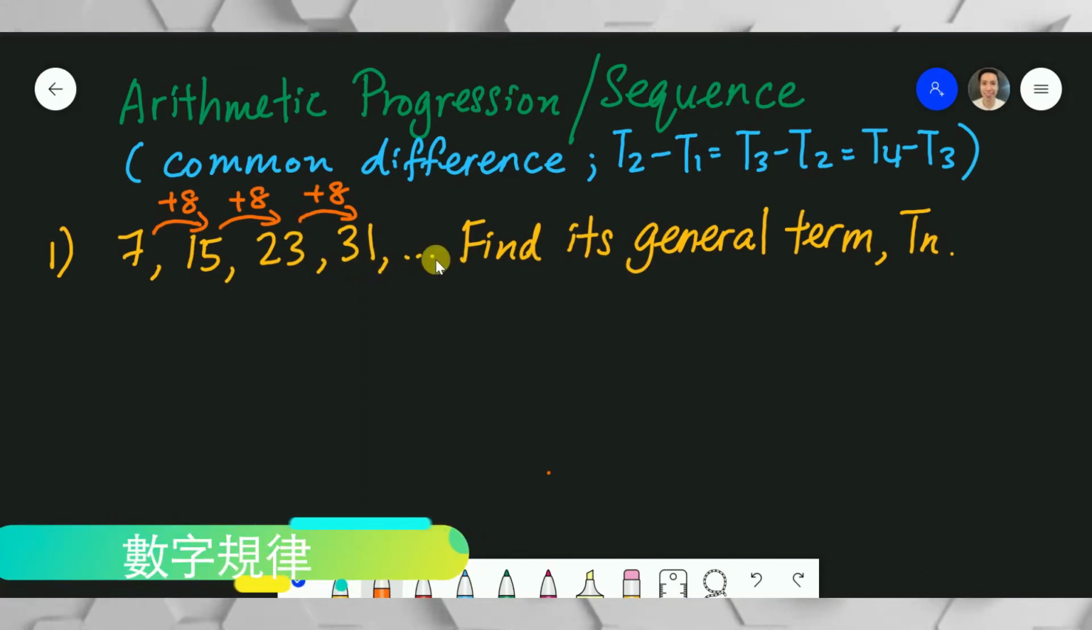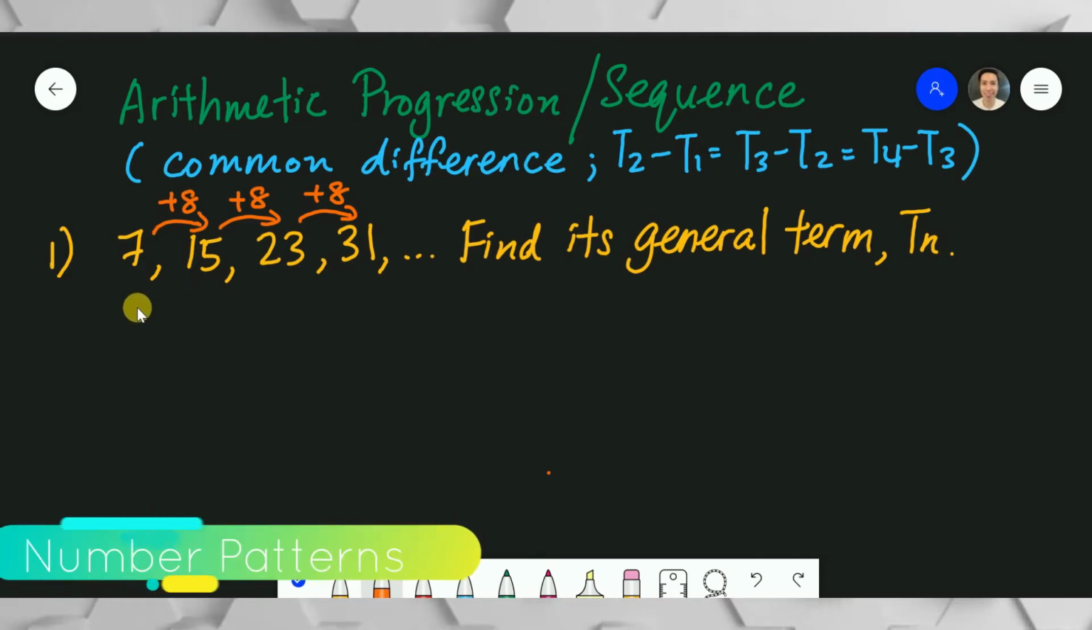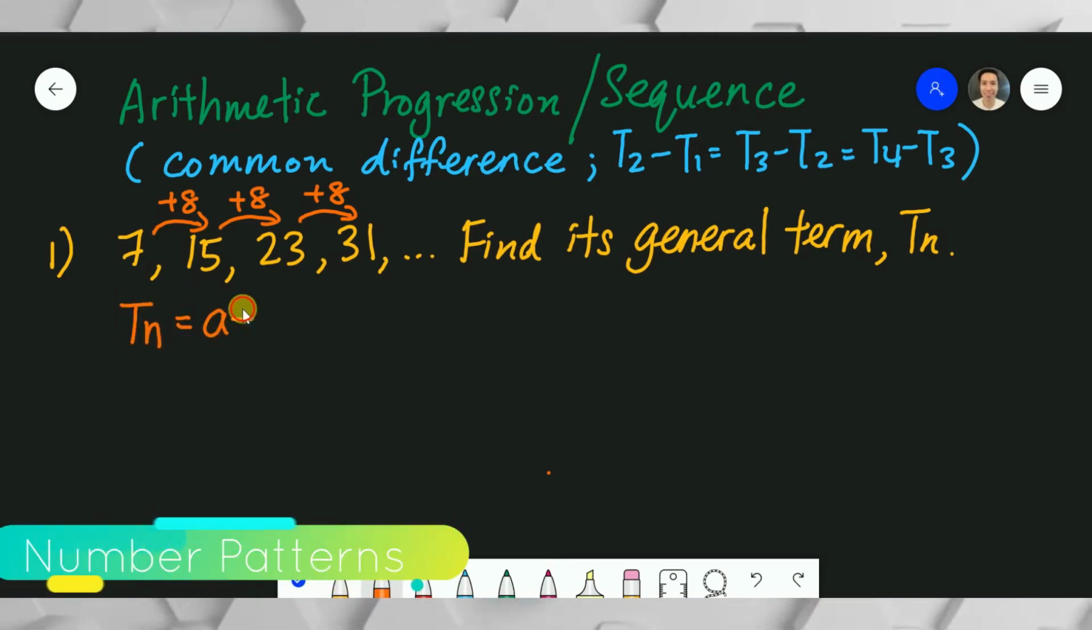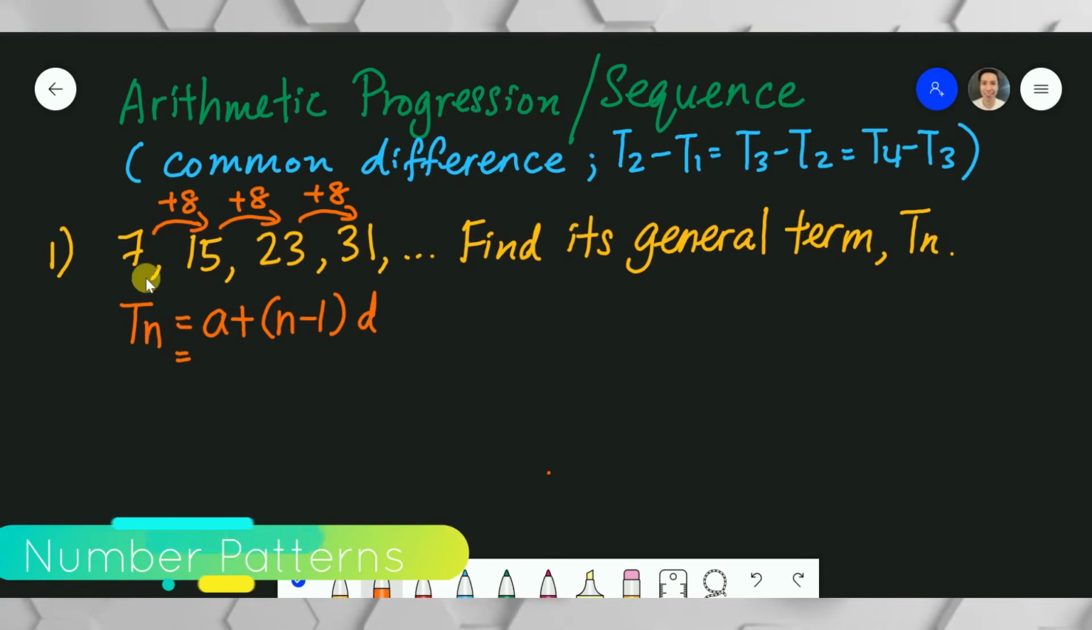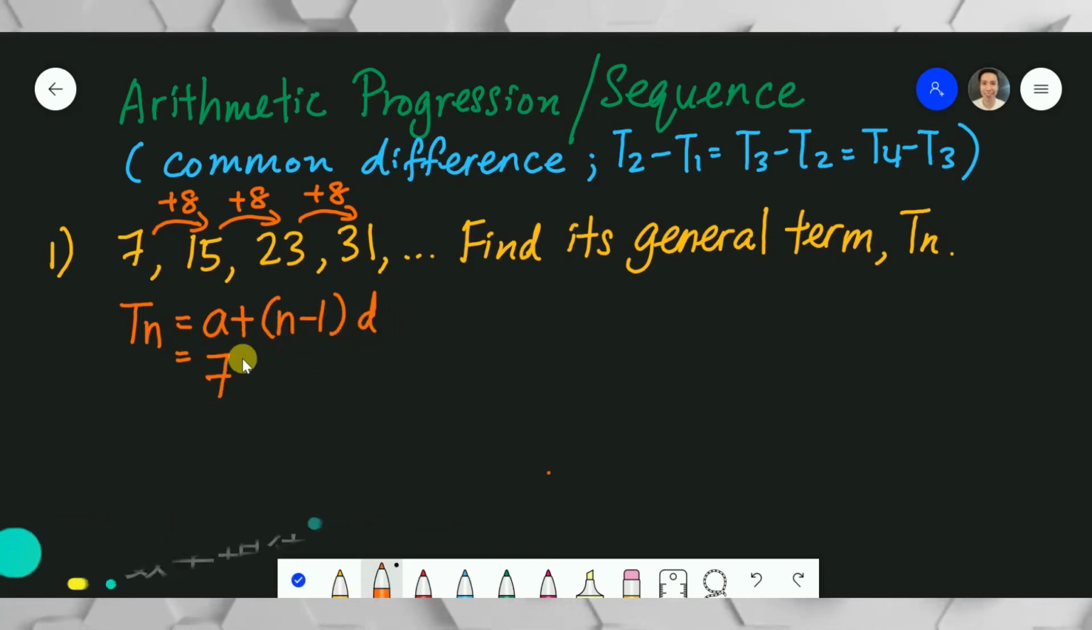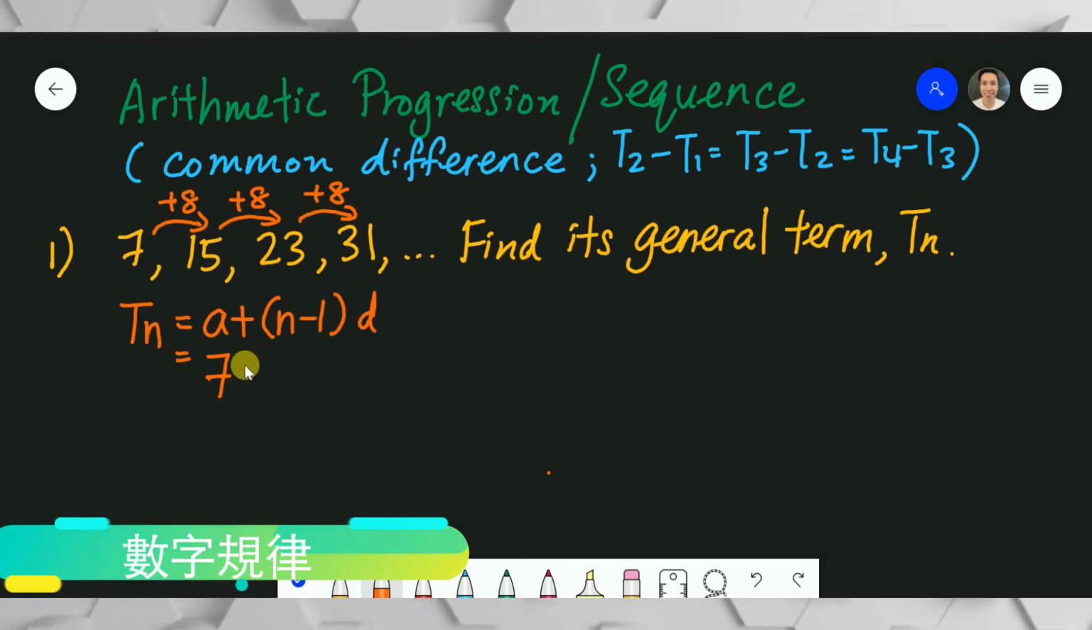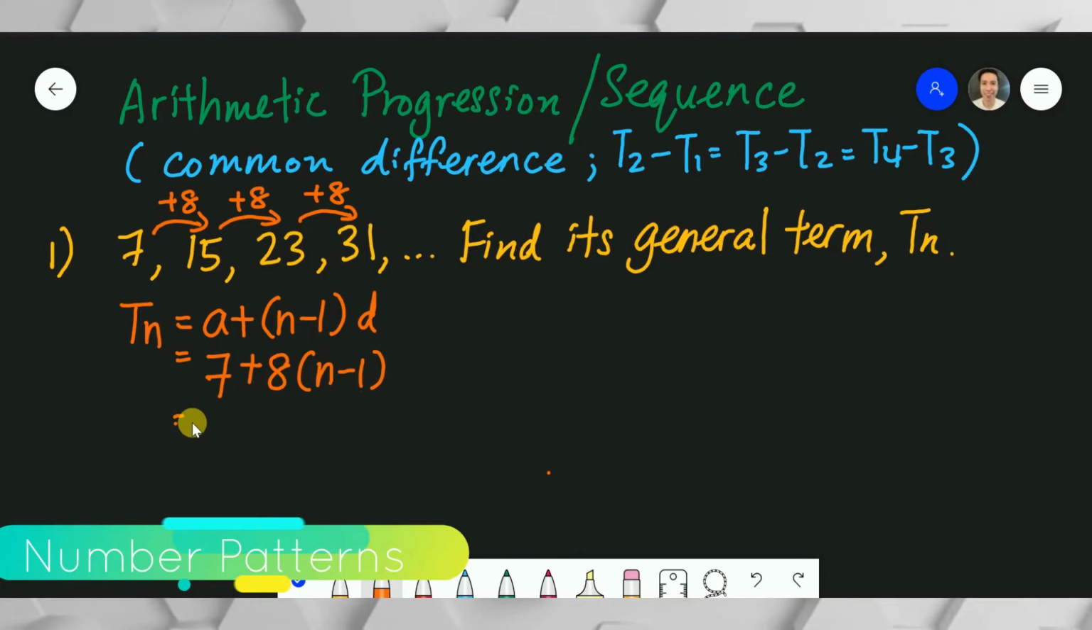So this is an arithmetic progression, isn't it? How do we find the general term Tn? First of all, you need to know the formula for Tn. Here it is given by a plus (n minus 1)d. a is the first term, which is 7, and d is positive 8. I just write plus 8, then (n minus 1).